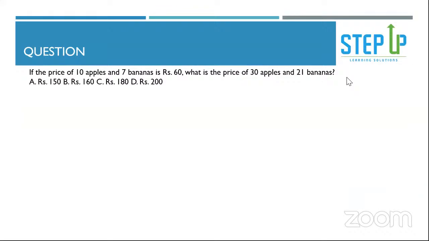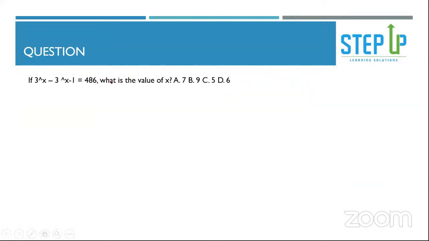So 10 apples, 7 bananas cost 60. What is the price of 30 apples, 21 bananas? We need to multiply it by 3 directly. 10 apples, 7 bananas is equal to 60, and we need to calculate 30 apples, 21 bananas. You just multiply this by 3, you will get the answer. Hence, the answer is rupees 180. Yes, absolutely right.